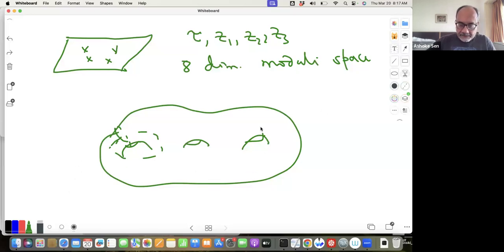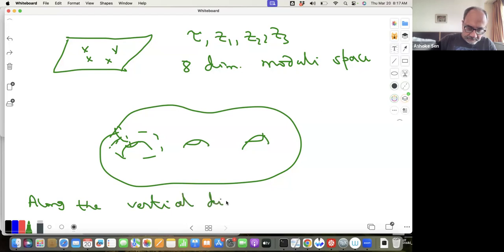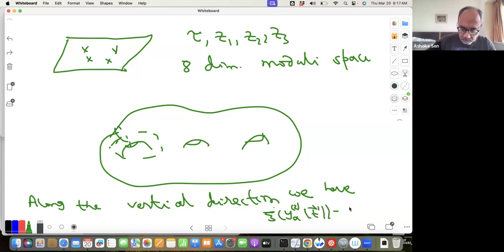Okay, so along the vertical direction, let me say again. So along the vertical direction, we have integral, or maybe not even integral, psi of y alpha 2, okay, so one with a minus sign.